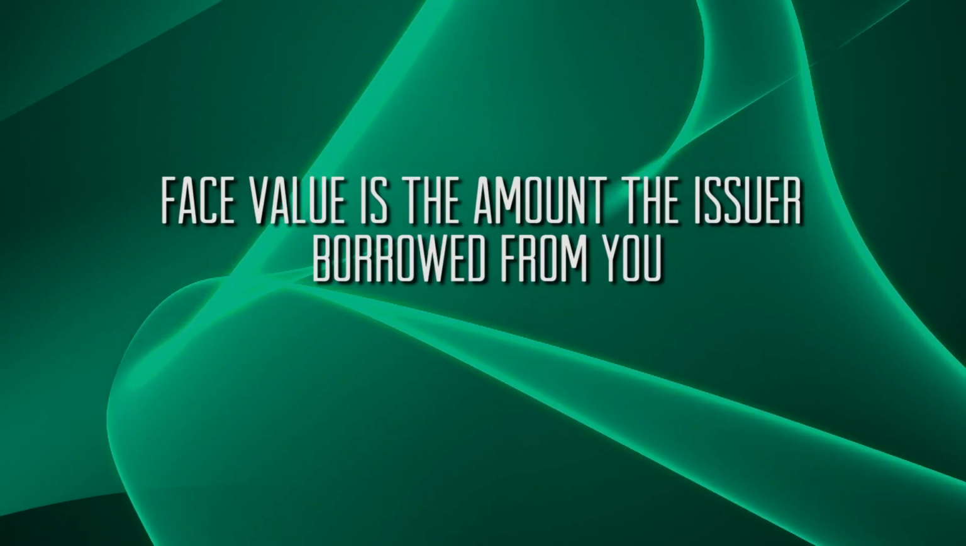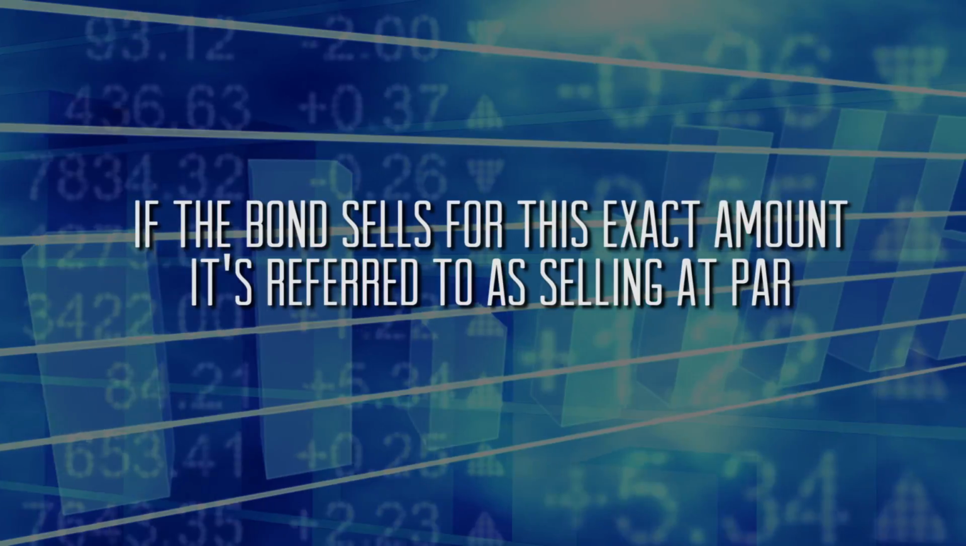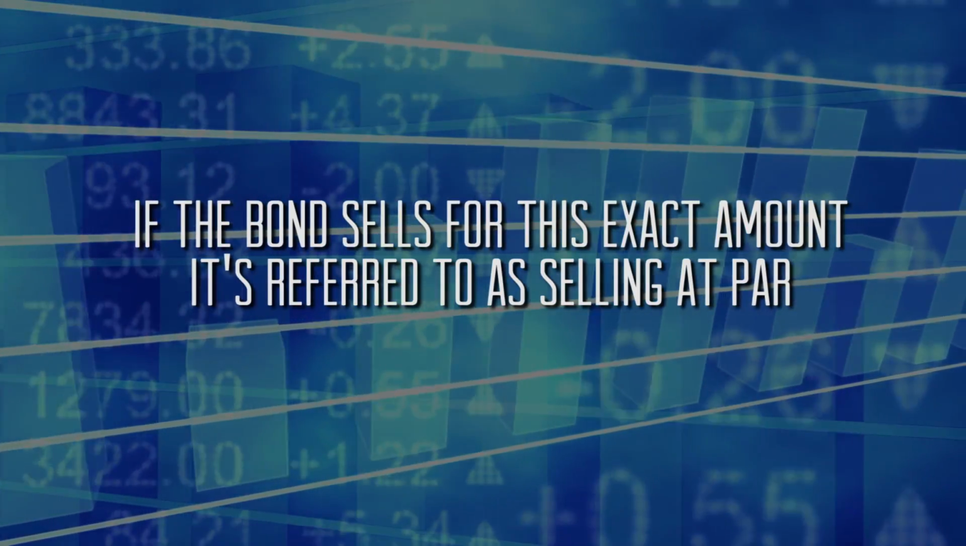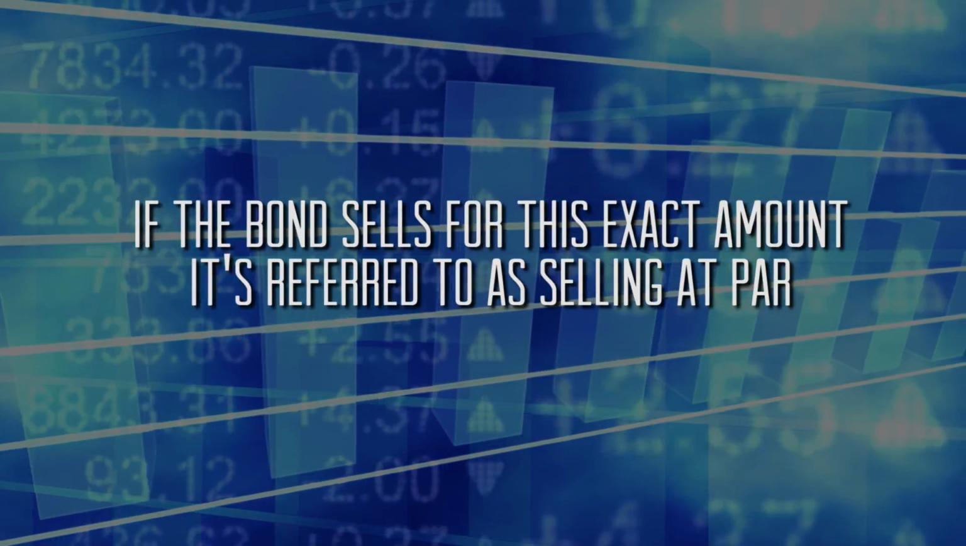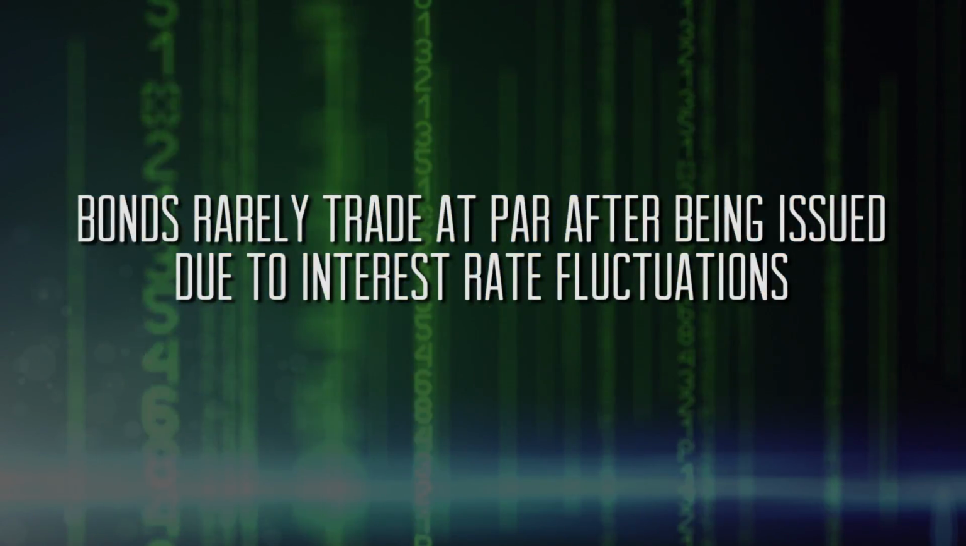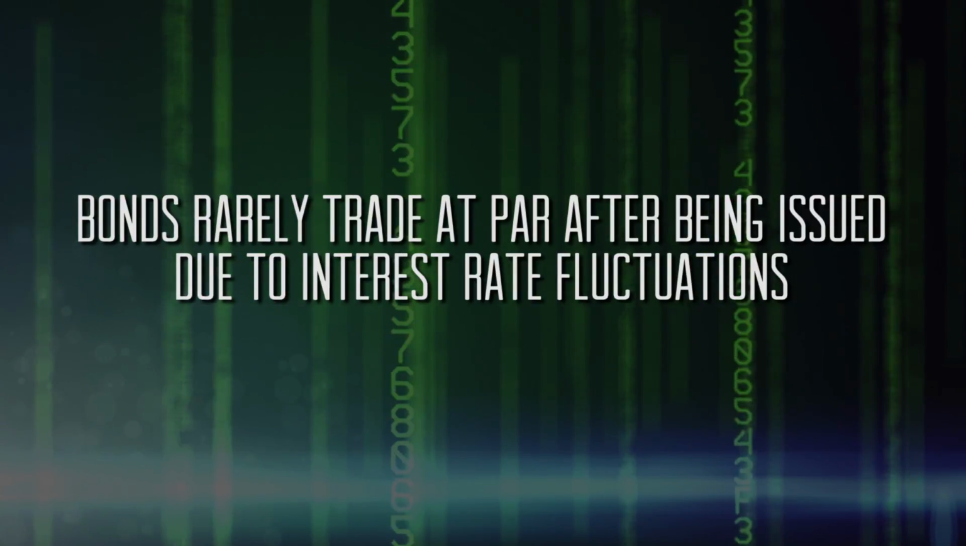The face value of a bond is the amount the issuer borrowed from you. If the bond sells for this exact amount, it's referred to as selling at par. Bonds rarely trade at par after being issued due to interest rate fluctuations.